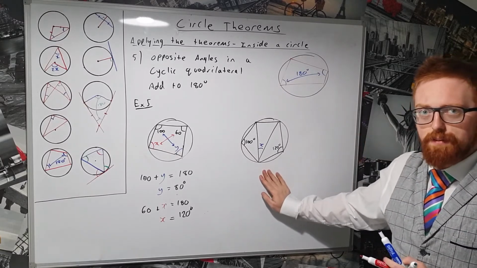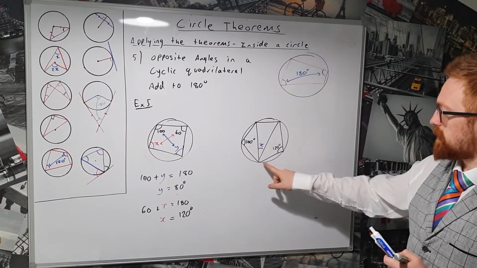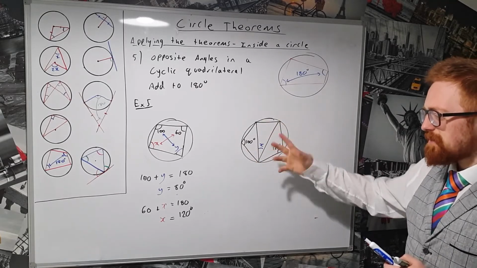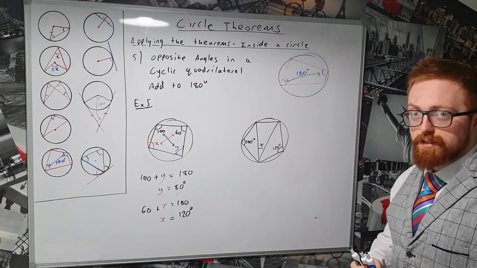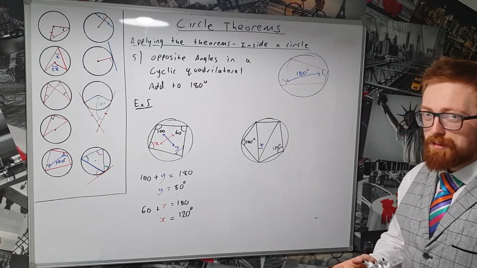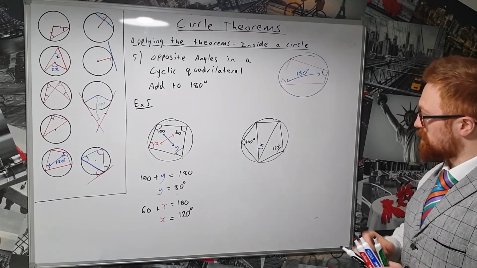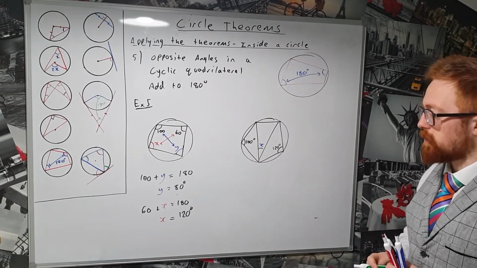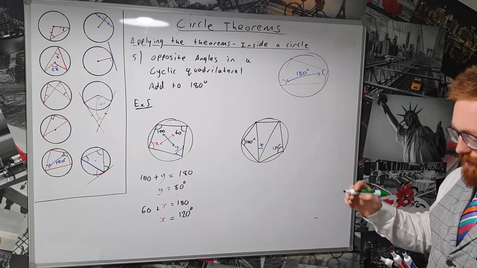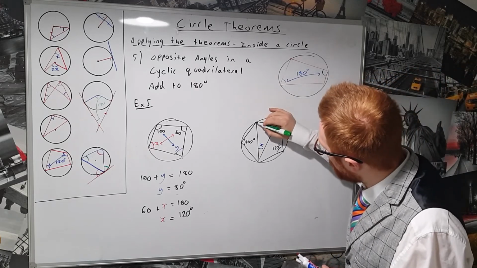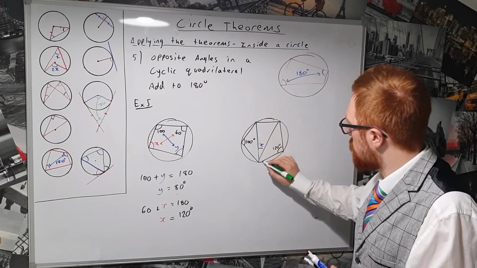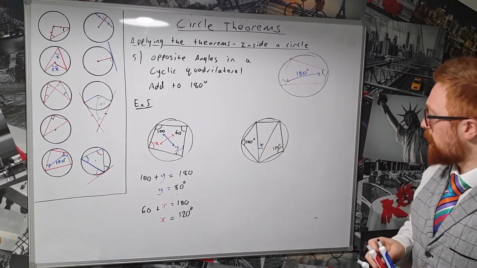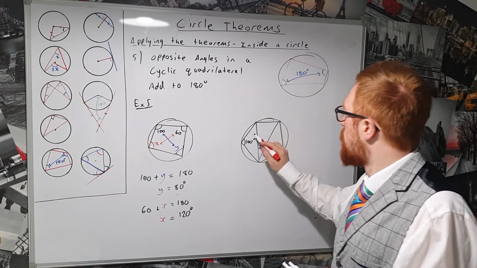Onto this one. Now this one's a little bit trickier. You might notice that we don't have a quadrilateral here, we have a pentagon. It is still a cyclic pentagon, but it's not a quadrilateral. And the thing we need to spot, however, is that, well, actually we do have a cyclic quadrilateral. In fact, we've got two cyclic quadrilaterals. Let's draw them on now. So we have one cyclic quadrilateral here. And we have another cyclic quadrilateral here.